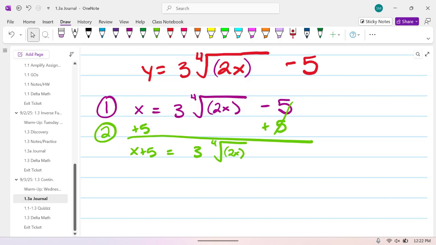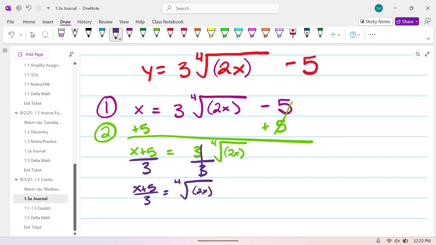Remember, even if it's a radical, we treat it as parentheses almost. If there's a number and there's no operation between that and a radical, that in parentheses, that in absolute value symbol, whatever, we assume it's multiplication. So we have to divide by that 3. We're going to divide both sides by the baby 3. So this becomes x plus 5 all over 3 is equal to the fourth root of 2x.